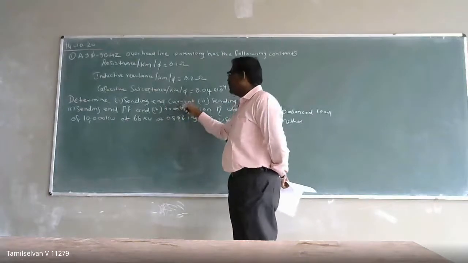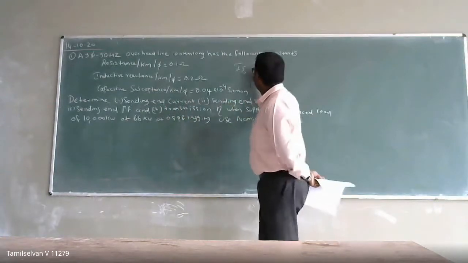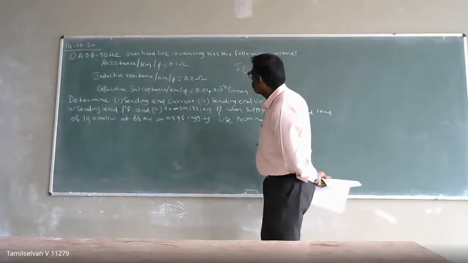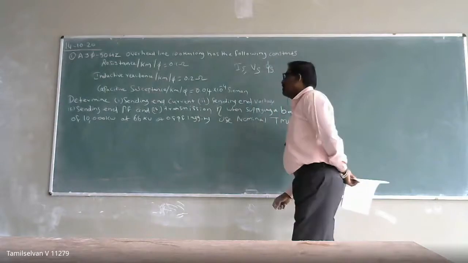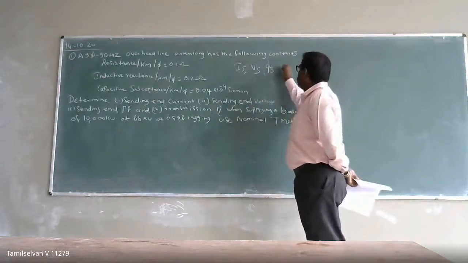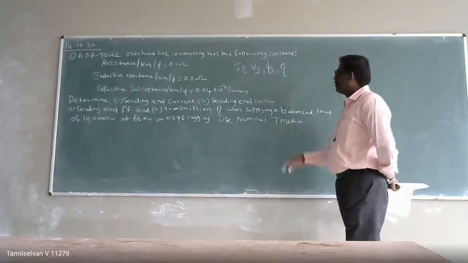It means IS. We have to calculate IS, right? Sending end voltage, it means VS we have to calculate. Then the sending end power factor, and transmission efficiency. So these 4 parameters we have to determine for the given circuit, right?